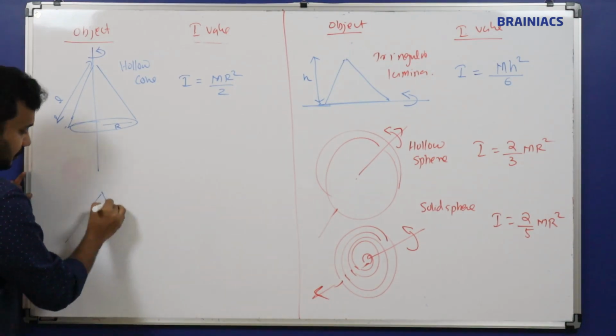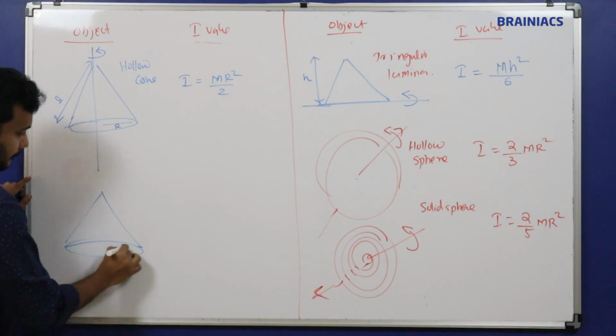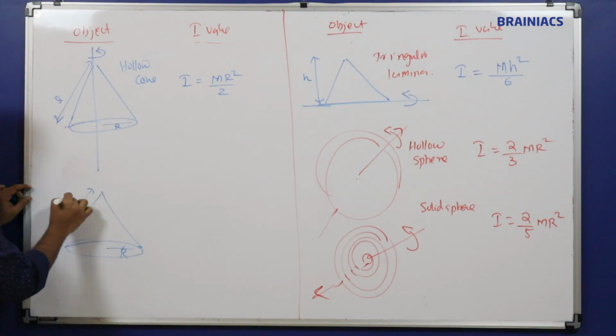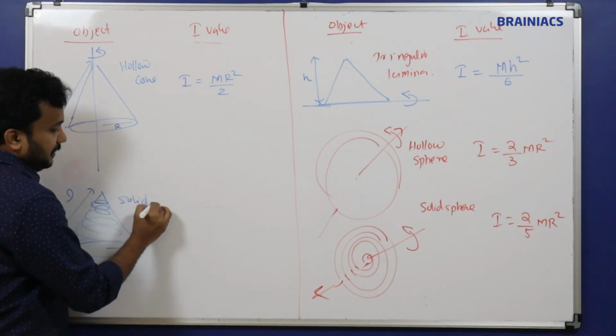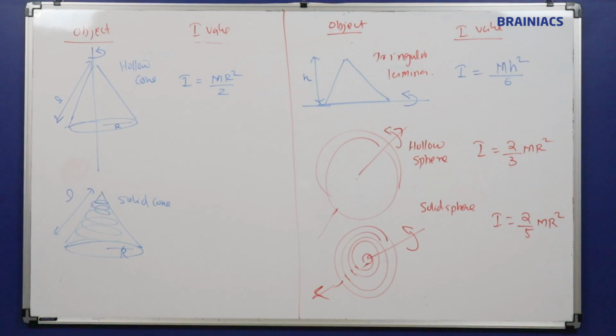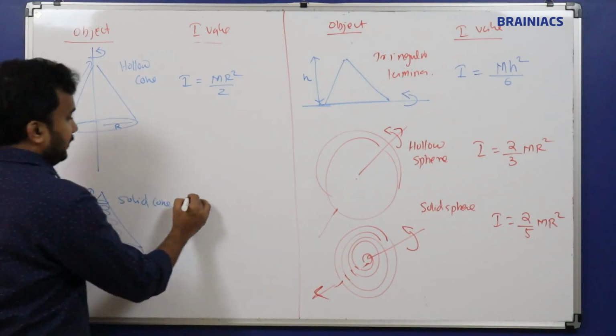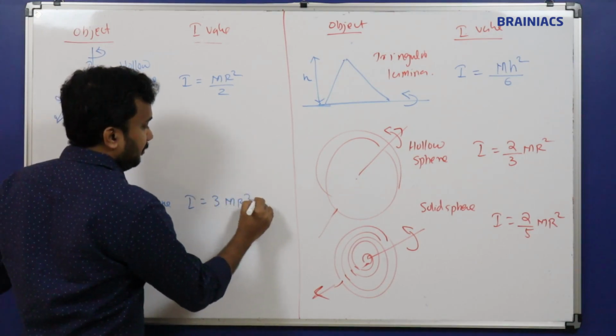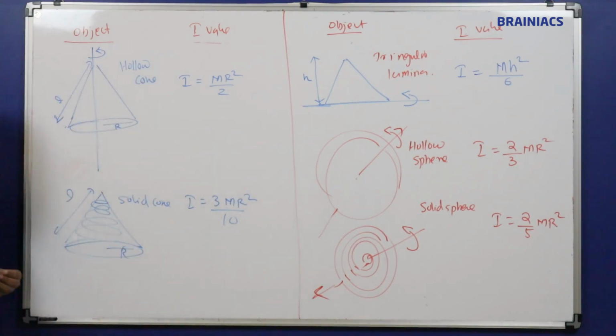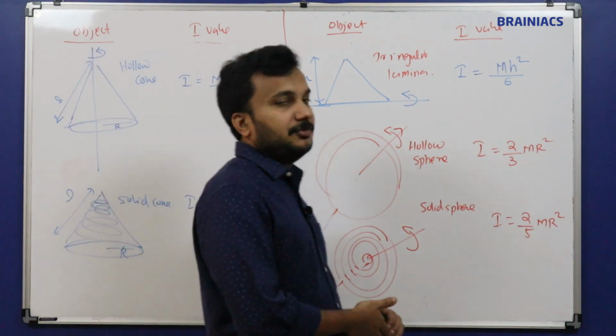Next one is the solid cone, with radius r and length L. Inside it is filled. The solid cone value is I is equal to 3 mr square divided by 10. All these values you have to remember. Everything has its own derivation, but that is not required for you. But you have to remember all these values, then only can we answer based on the problem.